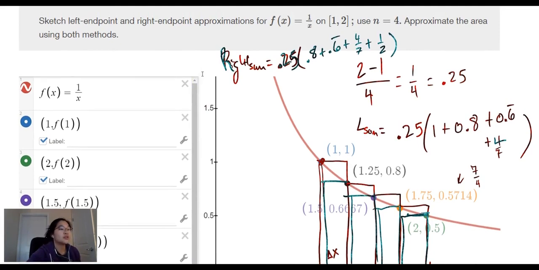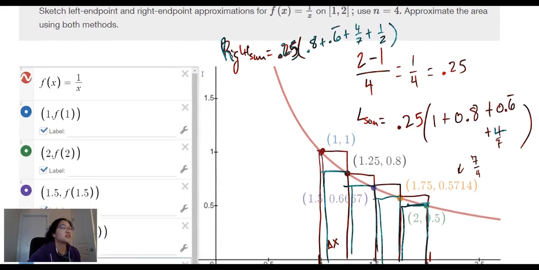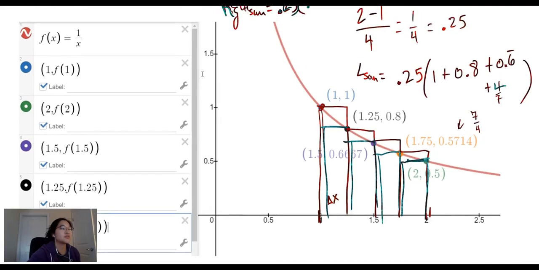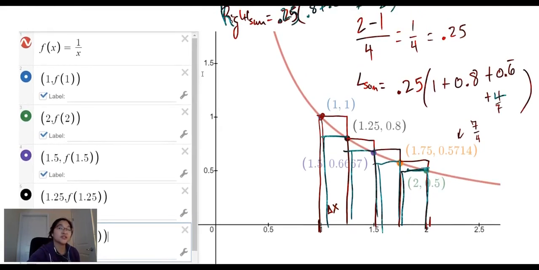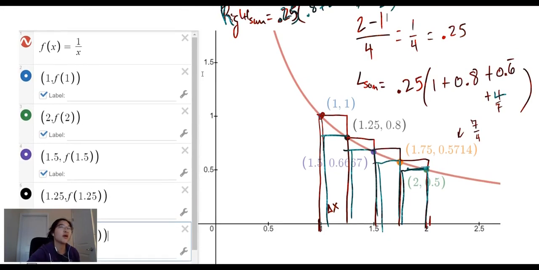Which one's bigger? The left sum, right? The left sum is bigger. I wonder if there are generalizable things for when the left sum is an over approximation versus when the right sum is an over approximation.